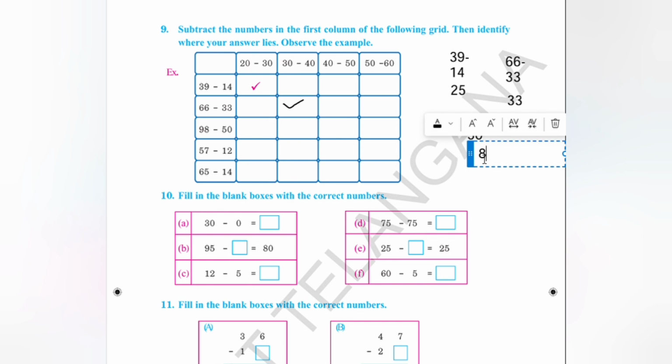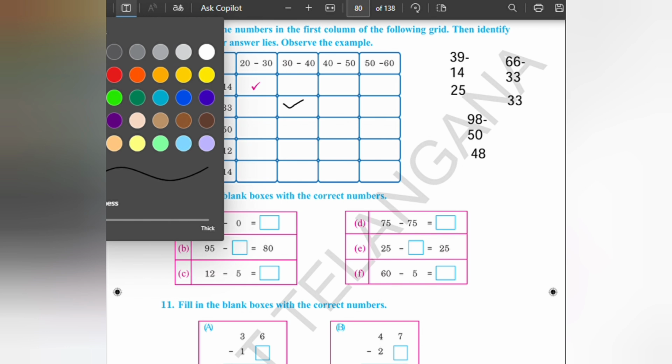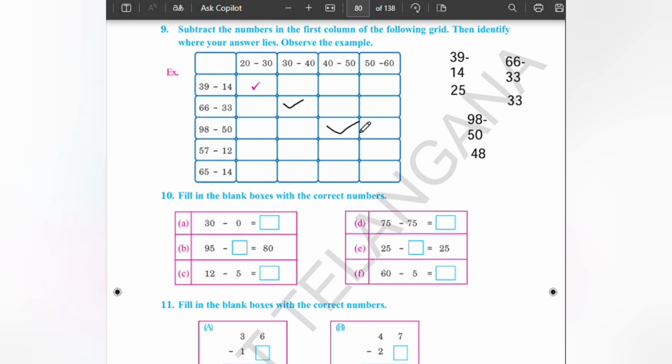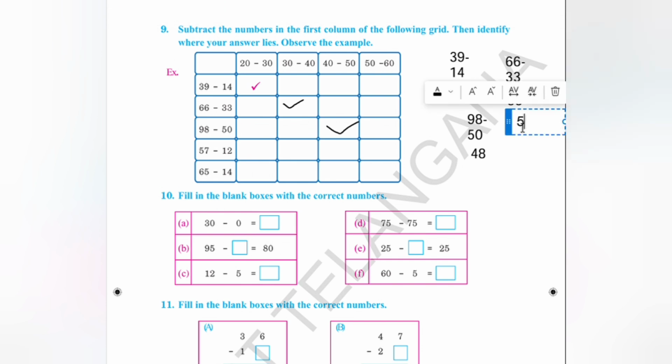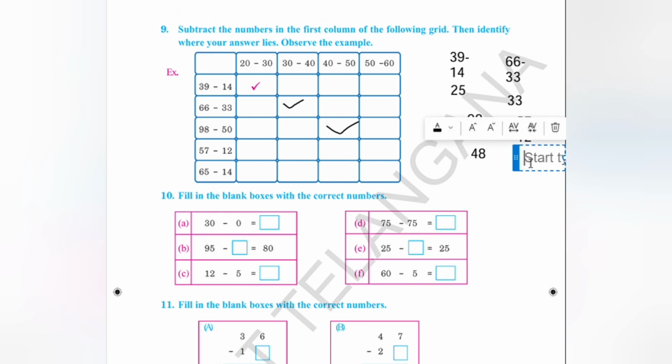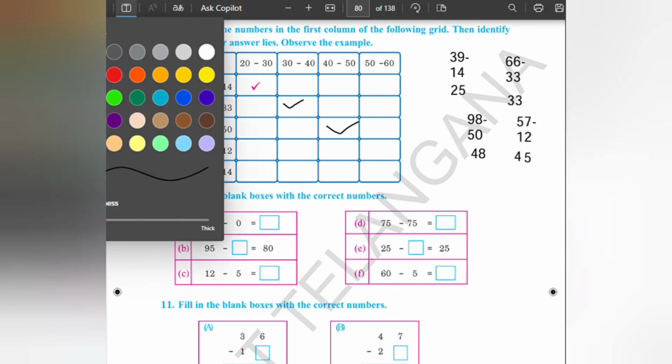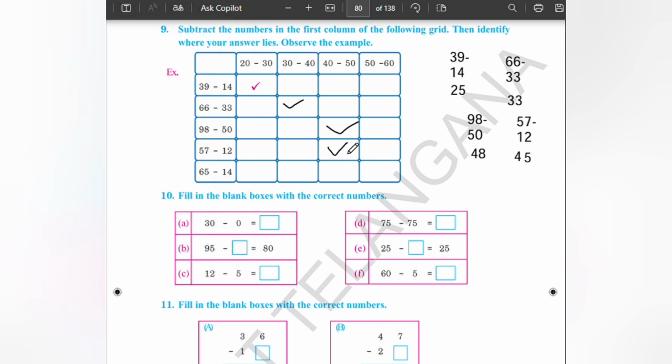8 minus 0, 8. 9 minus 5, 4. 48. Where does it lie? 40 to 50. Okay. 57 minus 12. So 7 minus 2 is 5. 5 minus 1, 4. 45. Where does it lie? 40 to 50.